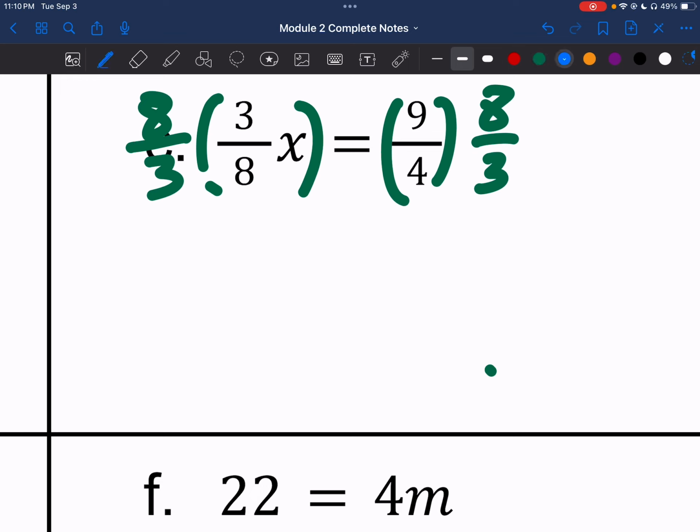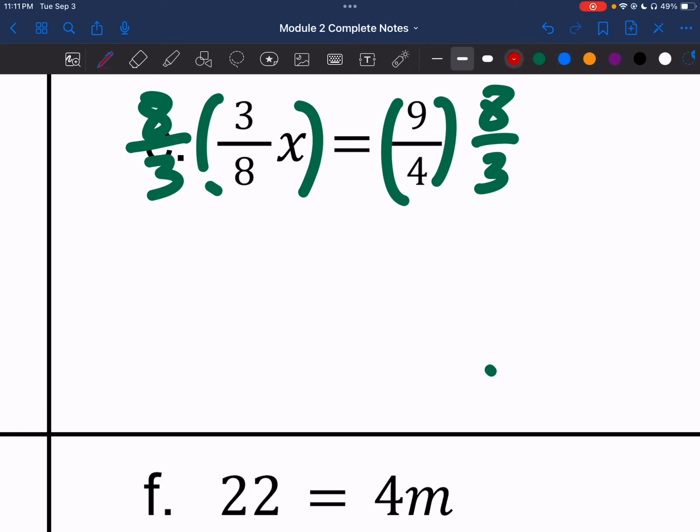Why does this work? If we look real quickly, think of a fraction as 3 divided by 8, correct? So if we're dividing by 8, the opposite of dividing by 8 is to multiply by 8, okay? And the opposite of multiplying by 3 is to divide by 3. So this is why multiplying by the reciprocal works, because we are doing the opposite operations here. We're just doing it in one step instead of doing them separately.